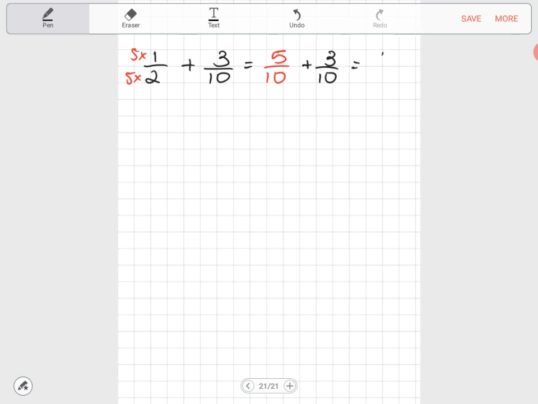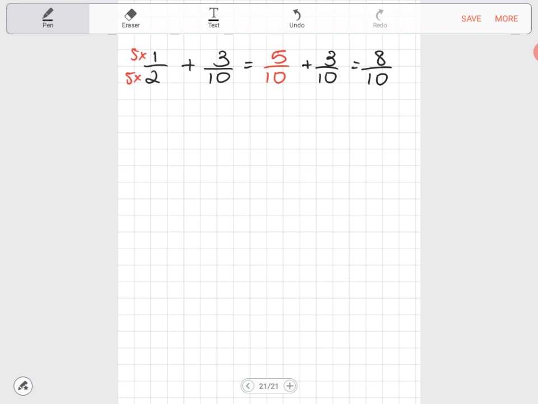Well, that's obviously 8/10. Okay, so what we did was we looked at the denominators and we thought, what can I multiply them by to make them equal? So you're looking for the lowest common multiple. In this case it is 10, so you do not need to change that second fraction.